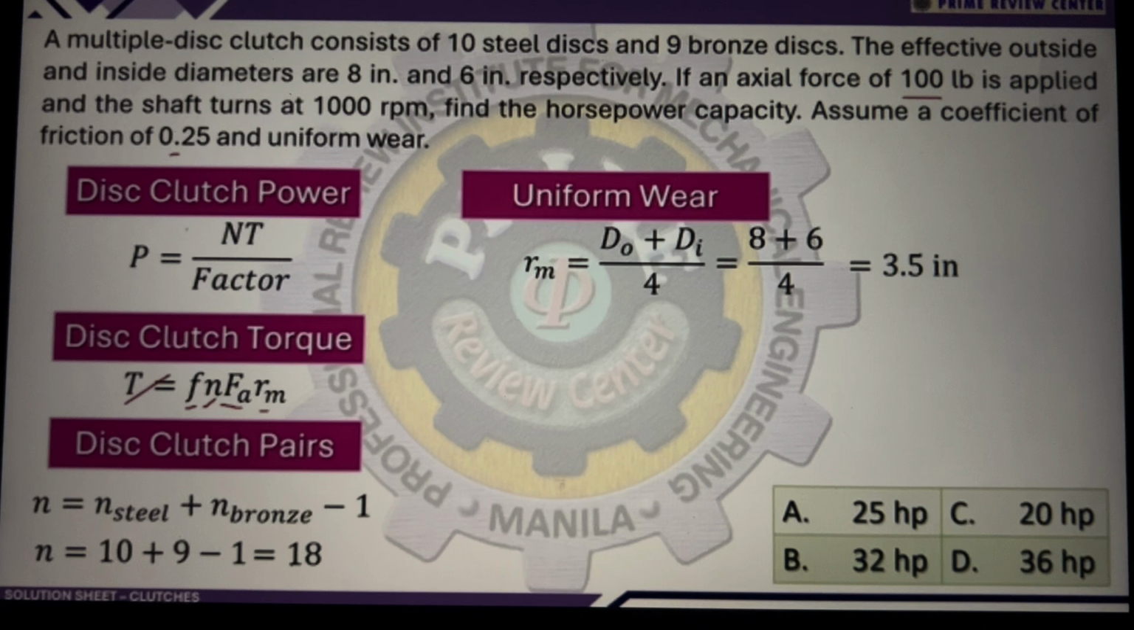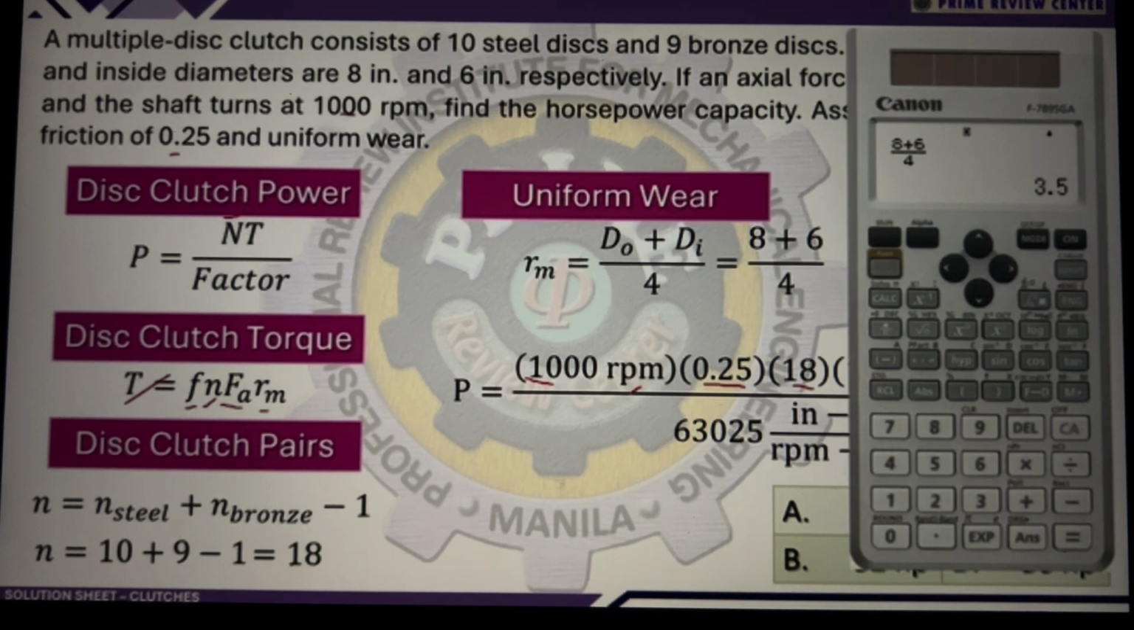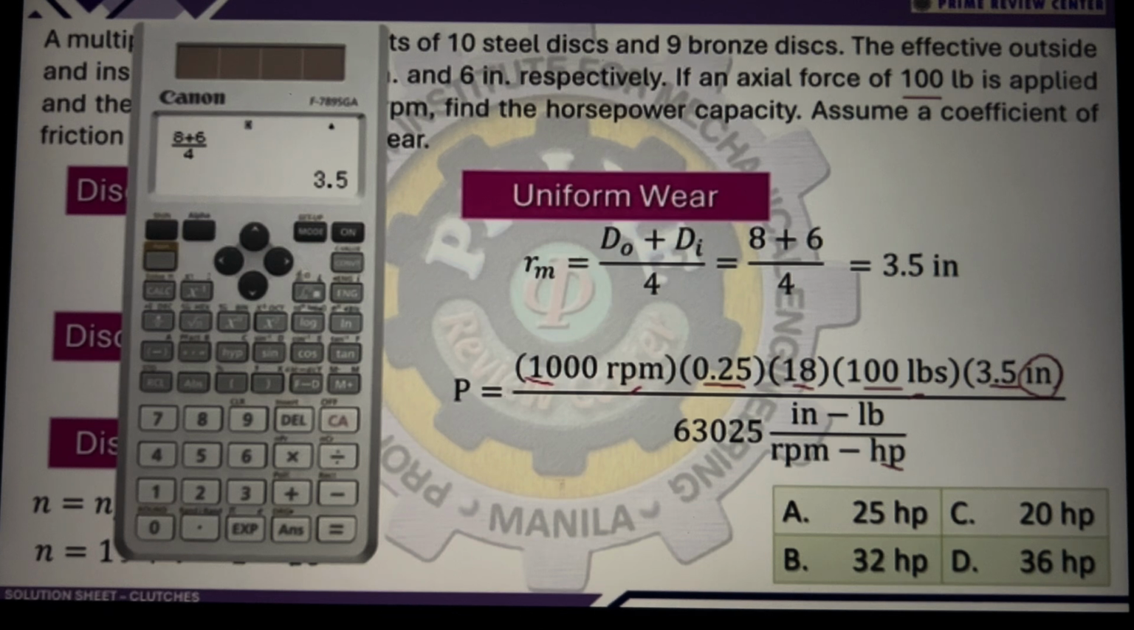Meron tayong mean radius, meron na tayong n, then we can now solve yung torque. Sabi nga natin, dahil meron tayong angular speed din, which is 1,000 RPM, we can now solve yung power natin. So, ilagay na natin sa power formula para isang pindutan lang sa calculator. So, n is 1,000, torque is fan farm, so coefficient of friction 0.25, pairs is 18, actual loading is 100, mean radius is 3.5 divided by yung conversion factor. Since inch pound tapos RPM, so English yun. Tapos gagawin natin horsepower, edi dapat English factor yung gamitin: 63025 or 63,000.